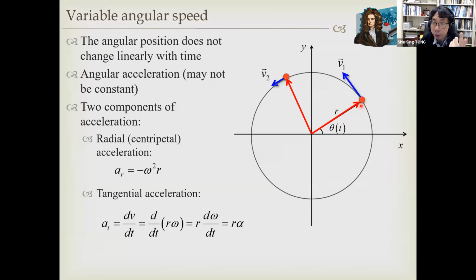We make a simplified assumption that the body is a rigid body. So you imagine every particle has a fixed distance from the axis of rotation.